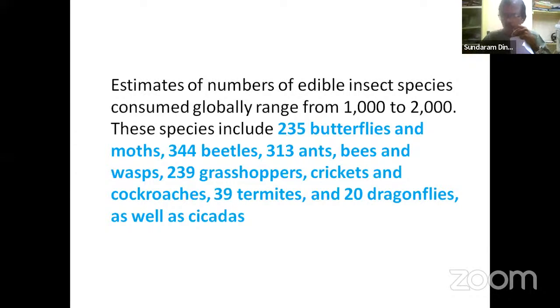Then 39 termites. You know that in ancient Tamil history, we used to have termite plus milk plus aval, a highly proteinous diet. It has been in practice in Tamil literature and Tamil culture. 39 termites may be considered edible insects, and 20 dragonflies as well as cicadas. You know that cicadas also serve as insect meat and insect food.